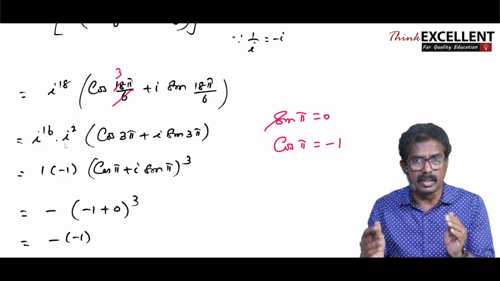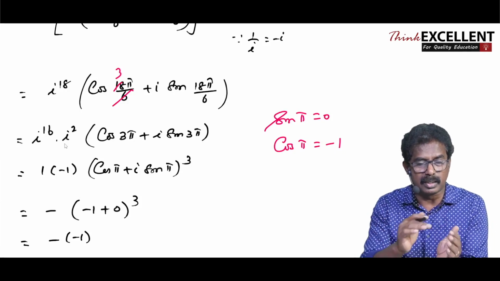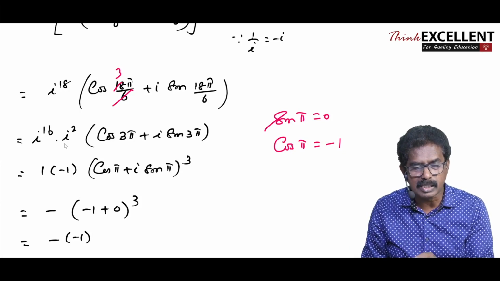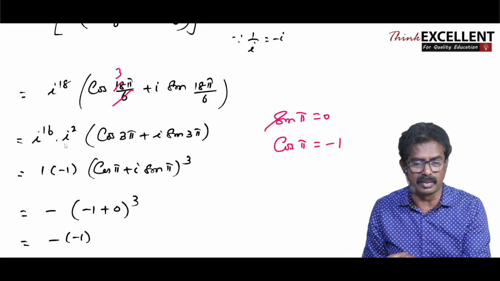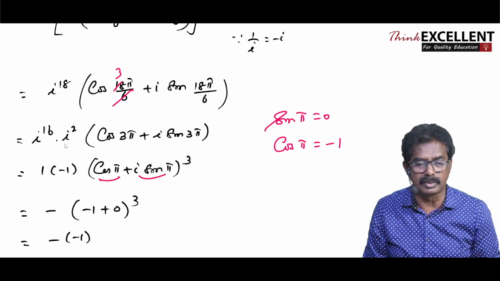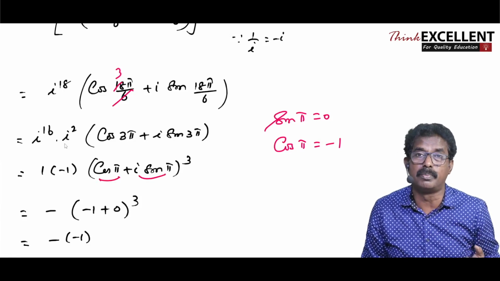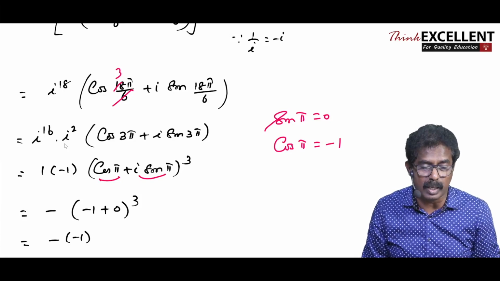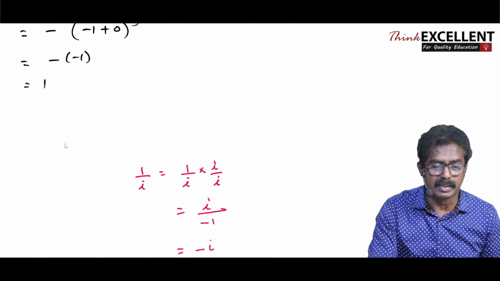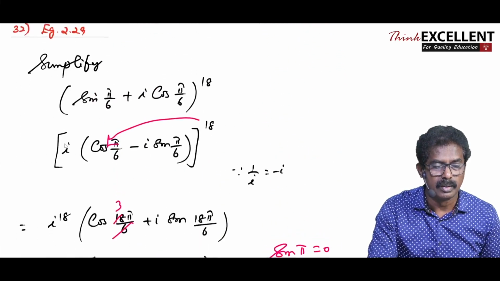What I am doing is applying de Moivre's theorem in reverse. cos 3 pi plus i sin 3 pi equals cos pi plus i sin pi, raised to 3. The value of cos pi is minus 1, sin pi is 0. So minus 1 cubed, 3 times, is minus 1. Outside there is a minus, so minus into minus is what? Plus. Okay, so that's the answer.